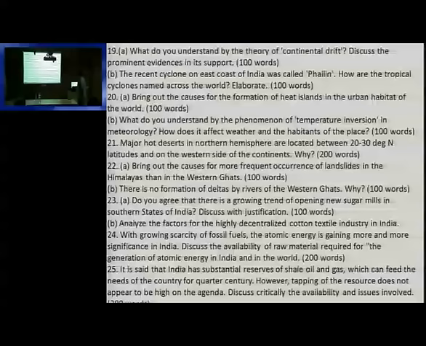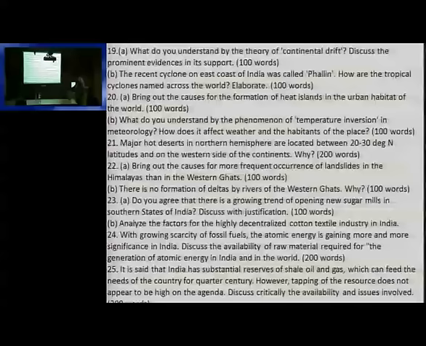Why is there no formation of delta by rivers in the Western Ghats? This question has been asked because delta formation is a very general phenomenon for a river. Any river that flows, delta formation is a very general phenomenon. But when the river does not form a delta, it becomes a unique phenomenon. And UPSC is interested in that particular section. And they will ask, these are the futuristic questions that I talked about regarding natural resources.